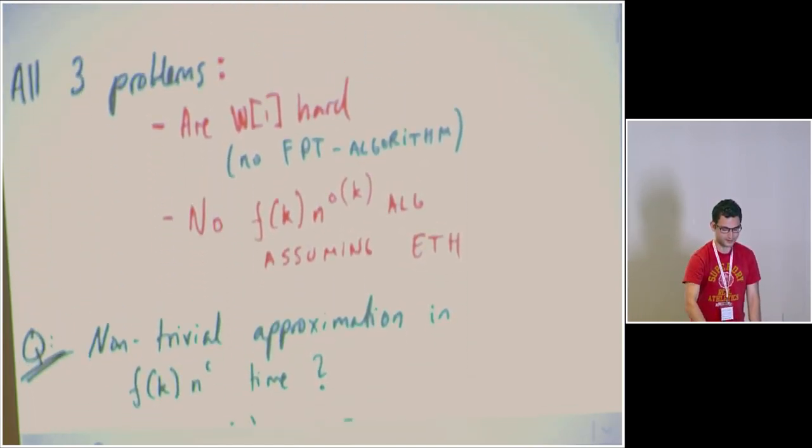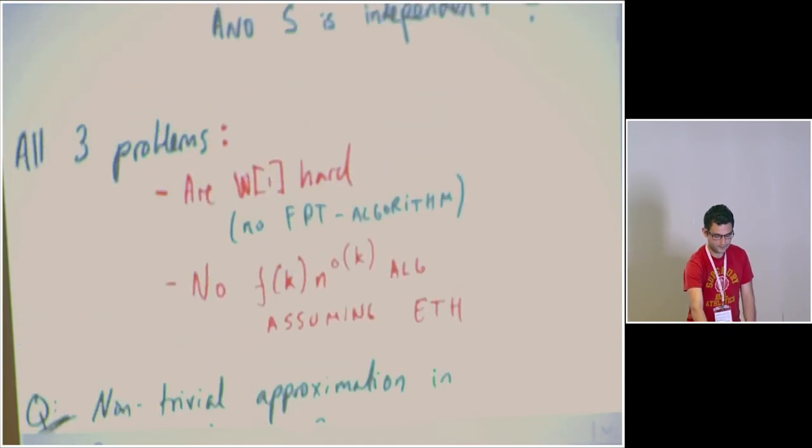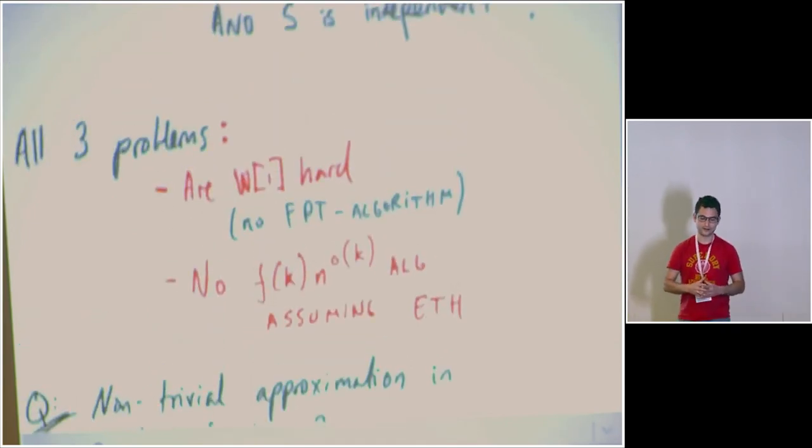But then the question is, what can you do when you go to FPT approximation, right? So these problems are hard to approximate. They are hard from an FPT sense. So what happens if you try to approximate them?